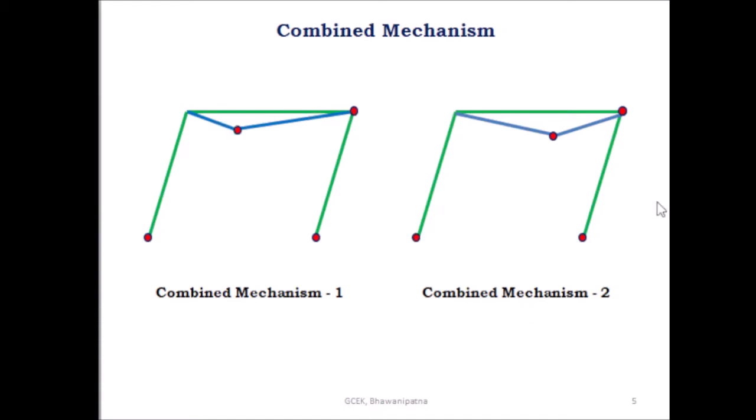This is combined mechanism 2. Here also there is no plastic hinge at joint B. Only the plastic hinge is present at joint A, joint C, and joint D, and under the load point. These are the different types of mechanism that take place when both ends of the portal frame are fixed.